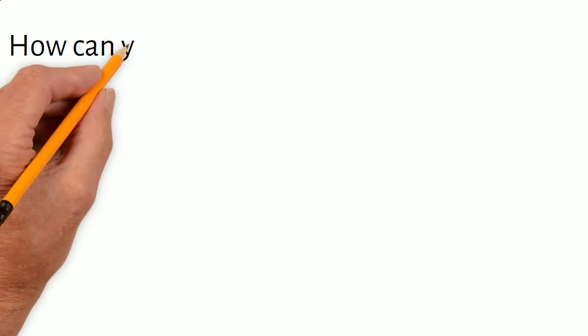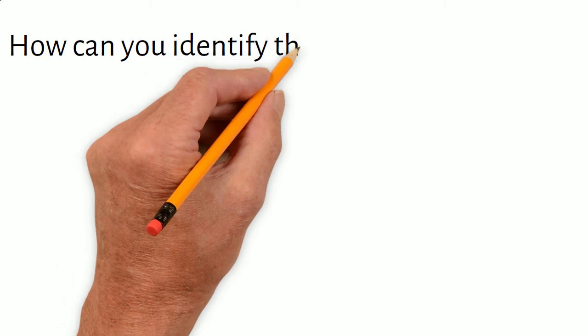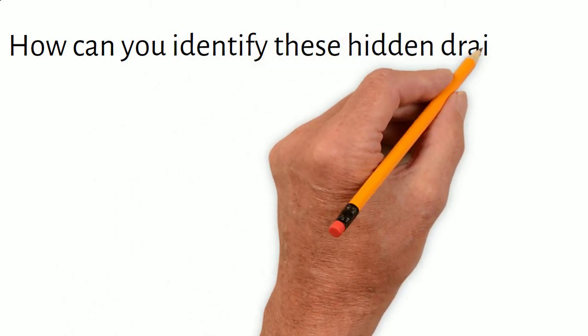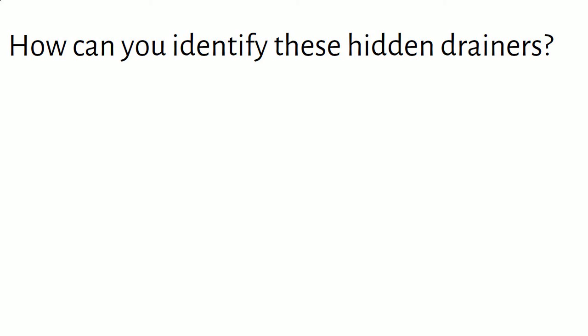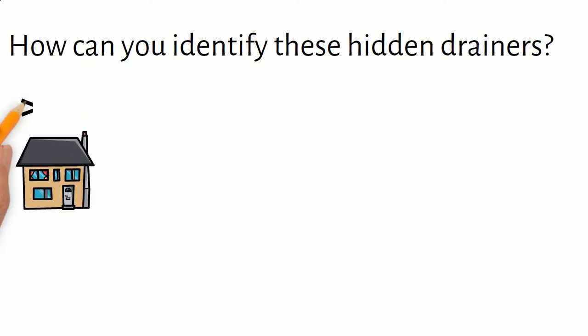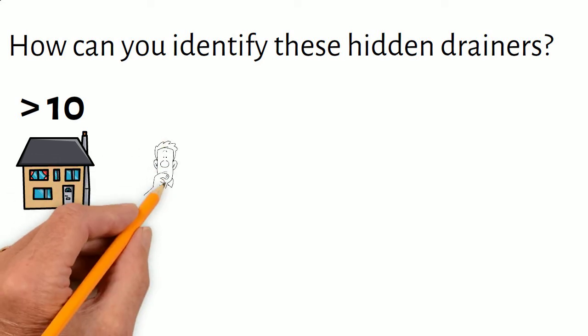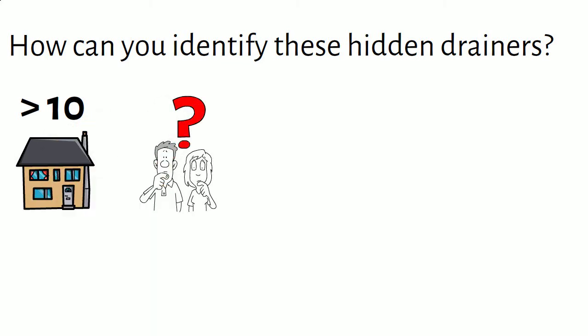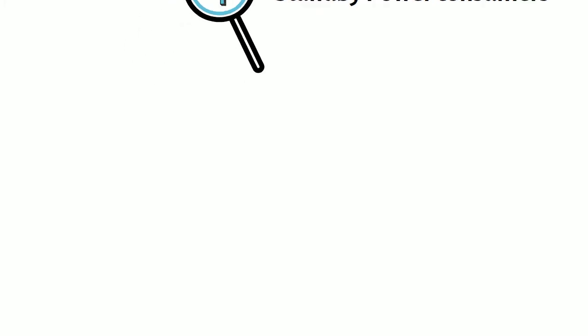In the next part, I'm going to show you how you can identify these hidden energy drainers. The average household in modern countries has more than 10 devices that consume standby power around the clock. Before we start, let's think about how many electrical items that might consume standby power you have in your home. Can you guess? We are going back to that in a minute. Let me first show you 4 clues that help you to identify these standby power consumers in your home.